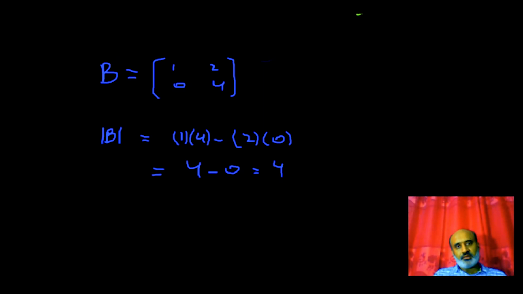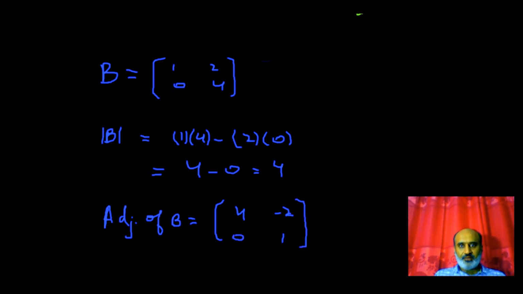Now we need to find out the adjoint of the matrix. The abbreviation was ADJ, adjoint of B. I'm finding it out. So how to find it out? Simply replace these positions. Write 4 here and 1 here, and change the signs of the secondary diagonal. This is negative 2, and 0 will remain as it is. Don't place a positive or a negative sign with 0, because 0 is neither positive nor negative.